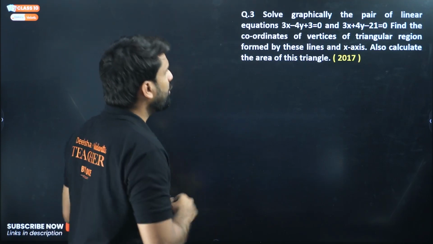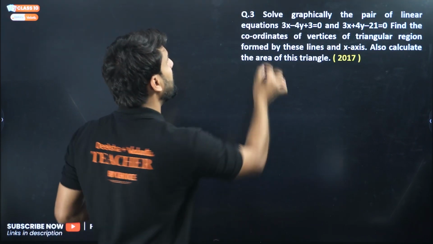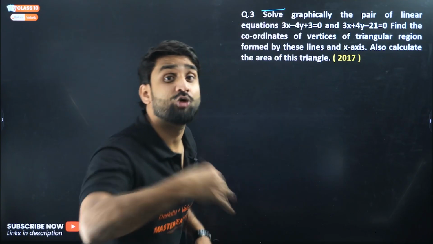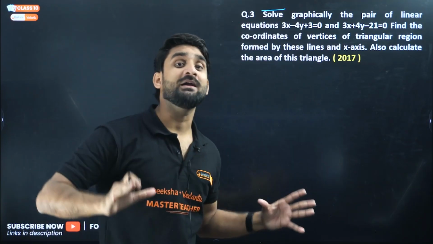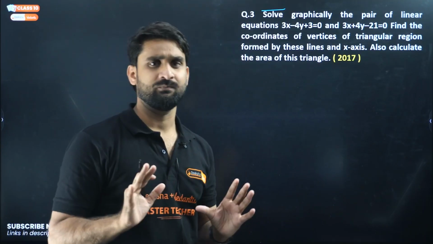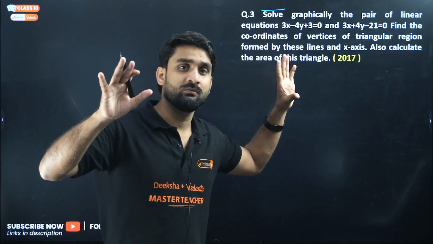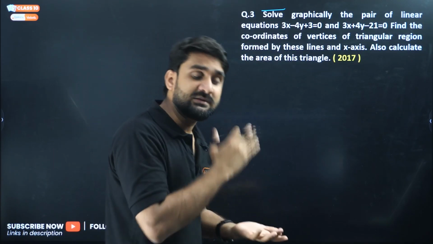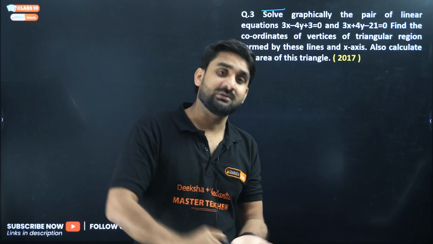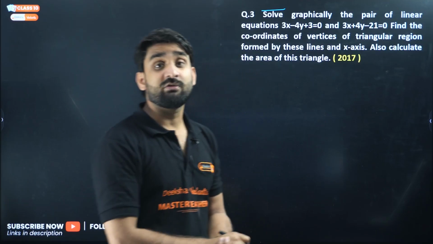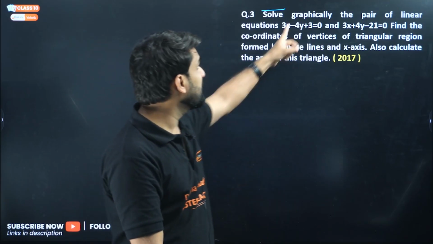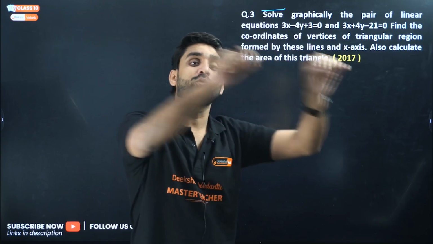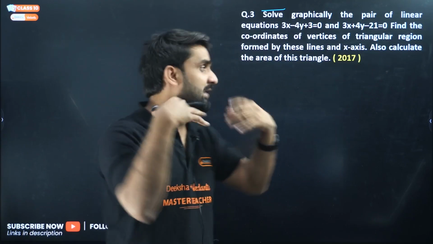Okay, so we have to solve again. What does it mean by solve? Solve means you have to find the value of x and y again, because the question is saying solve. But here we cannot apply the substitution method or elimination method or cross multiplication method. This question is to be solved by using the graphical method. We have to draw the graph, right, and we have to find out the solution.